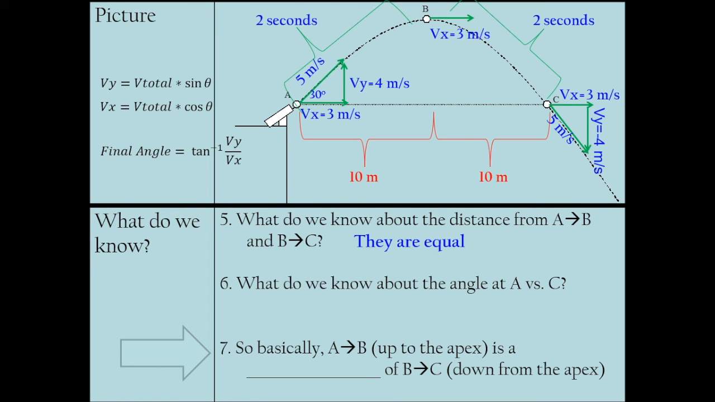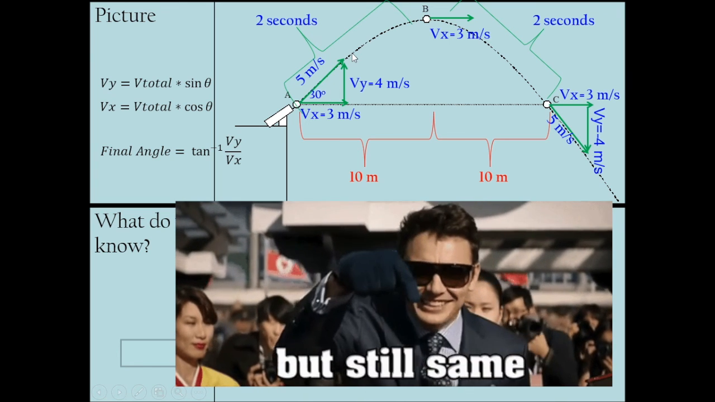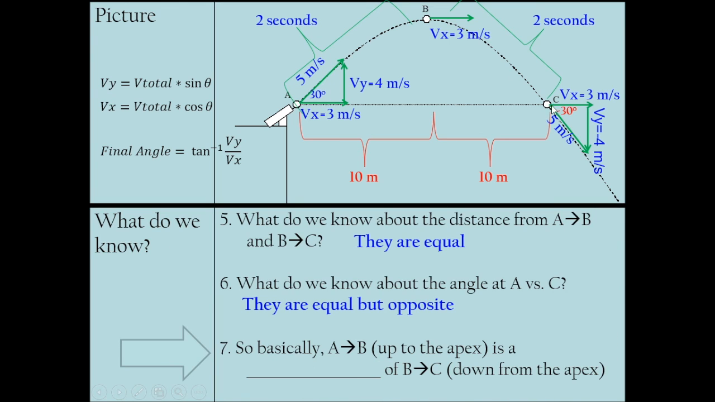So what do we know about the angles at A versus C? Well, those angles are going to be equal but opposite. So over here, we're initially launched at a 30-degree angle because we're launched upward. But over here, when we come down, our ball is pointed downward, so the angle is going to be negative 30 degrees. And the negative just means that we are pointed down. So basically, A to B, up to the apex, is a mirror image of B to C from down to the apex. This is very useful and very helpful when trying to solve those angled kinematic problems.